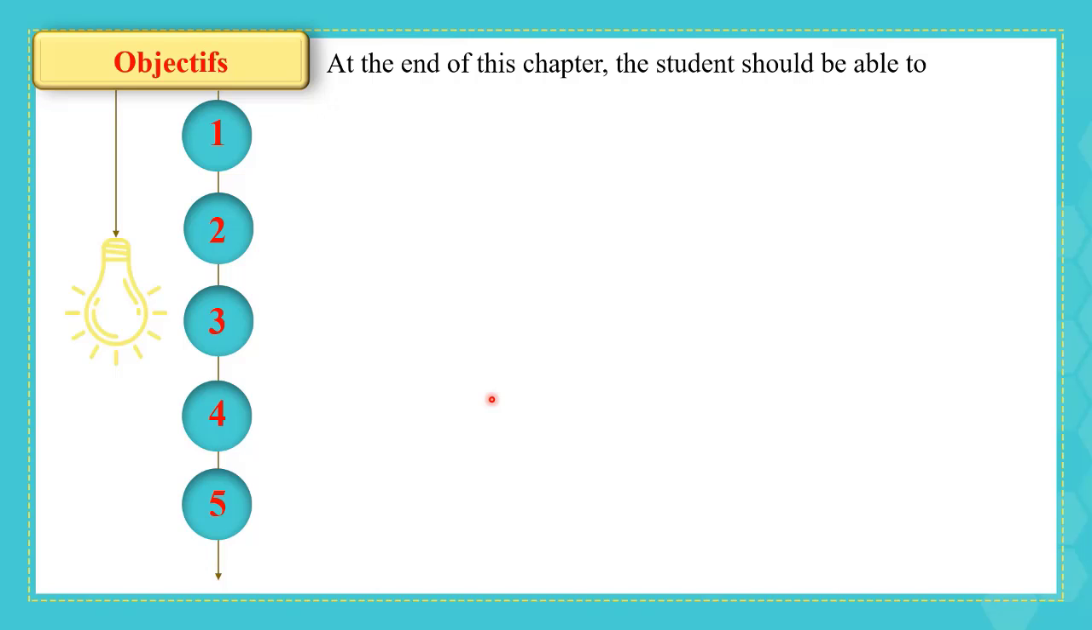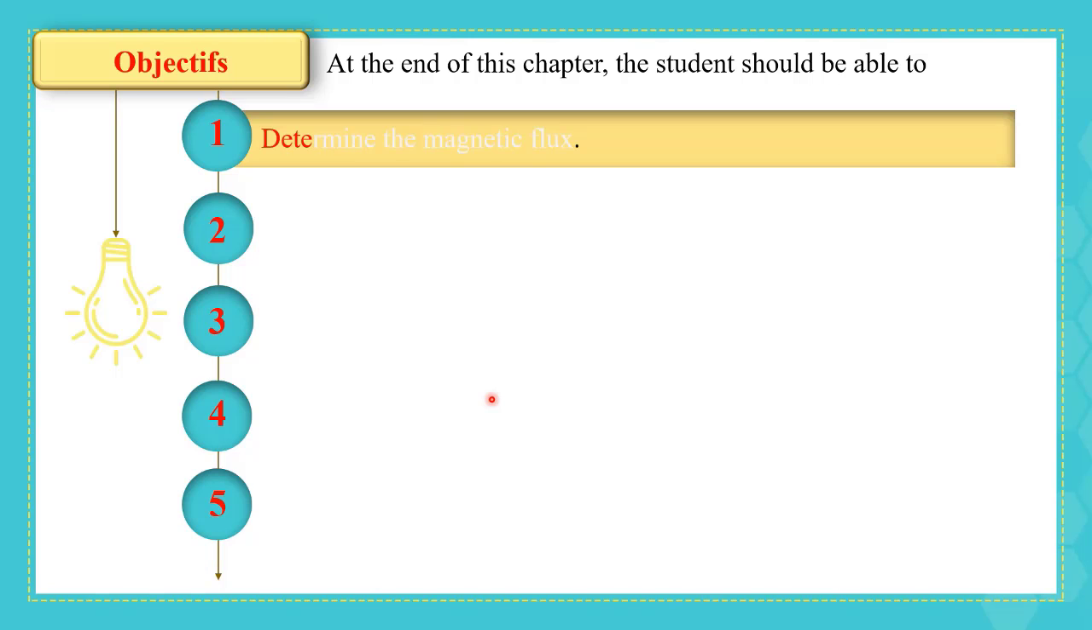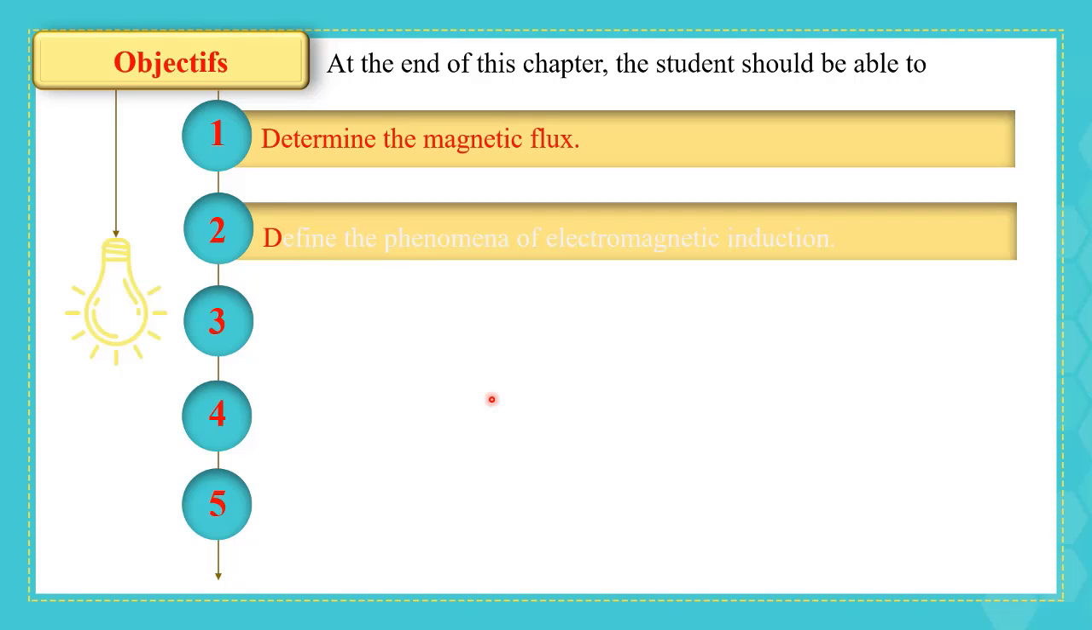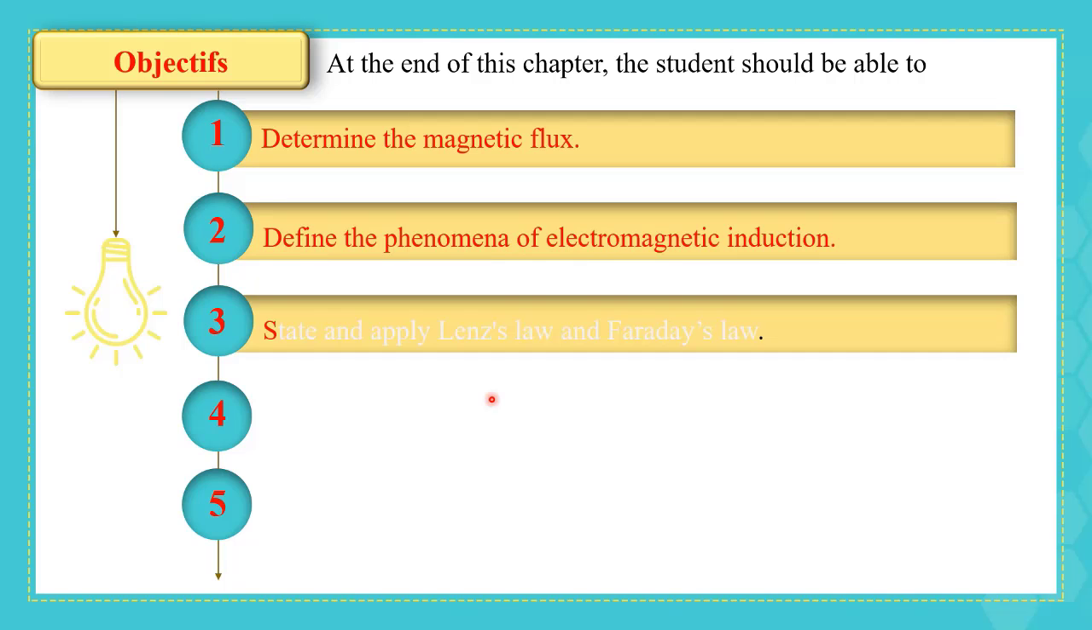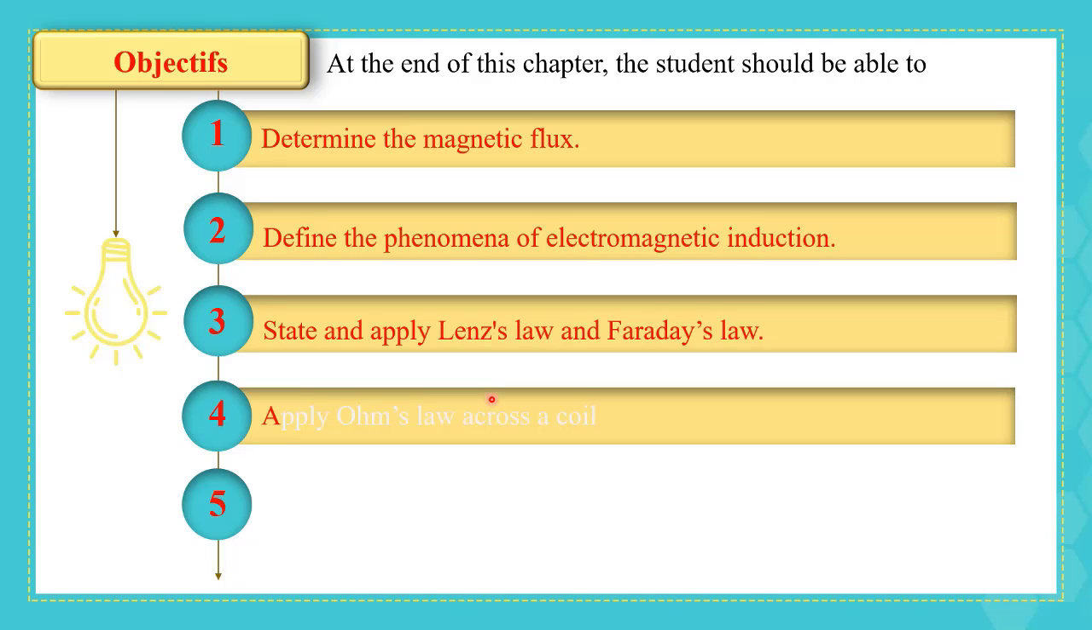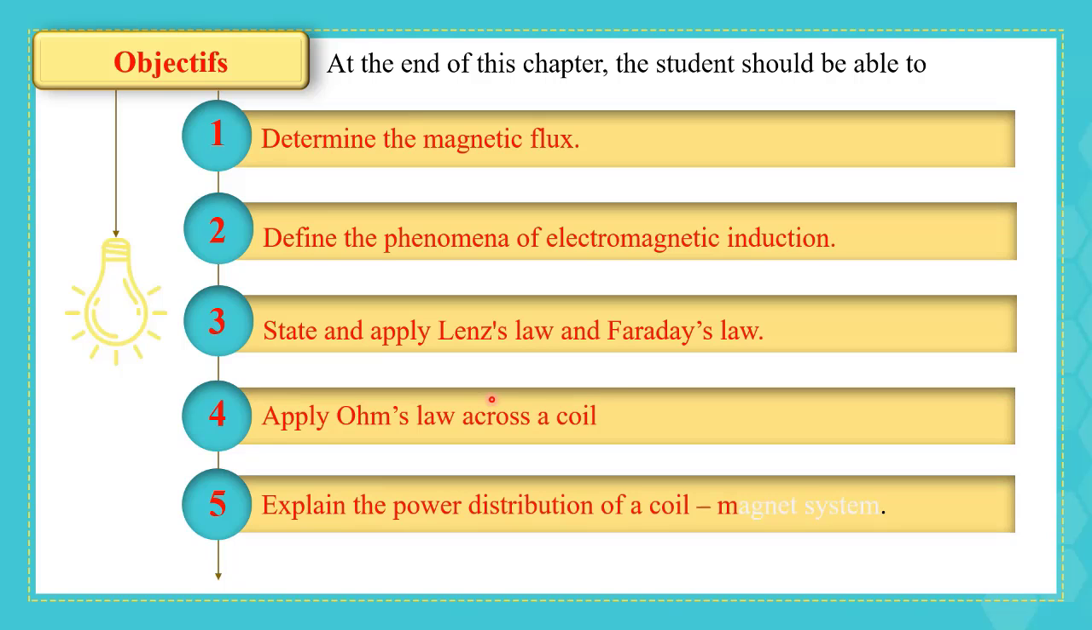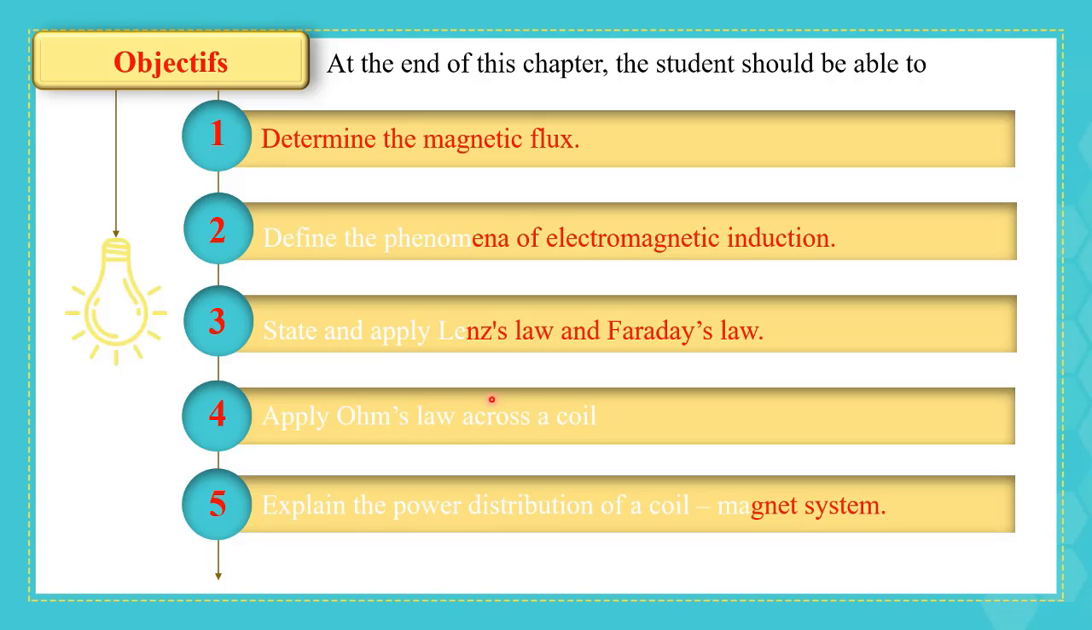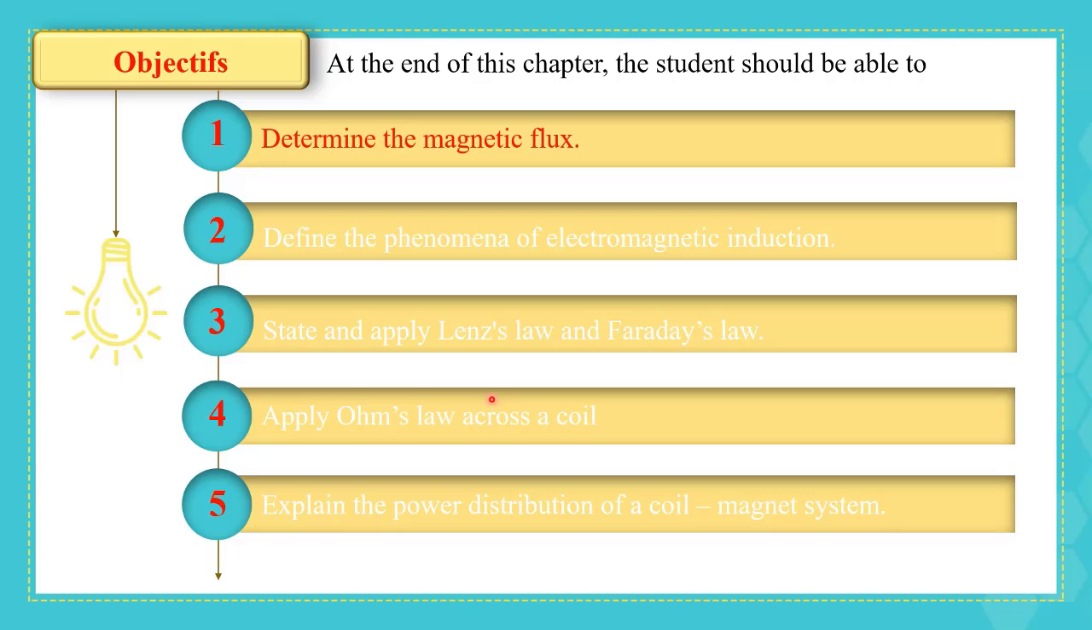At the end of this chapter, we are going to be able to determine the magnetic flux, define the phenomenon of electromagnetic induction, state and apply Lenz's law and Faraday's law, apply Ohm's law across a coil, and explain the power distribution of a coil magnet system. In this video, we are going to explain the first objective, determination of magnetic flux.